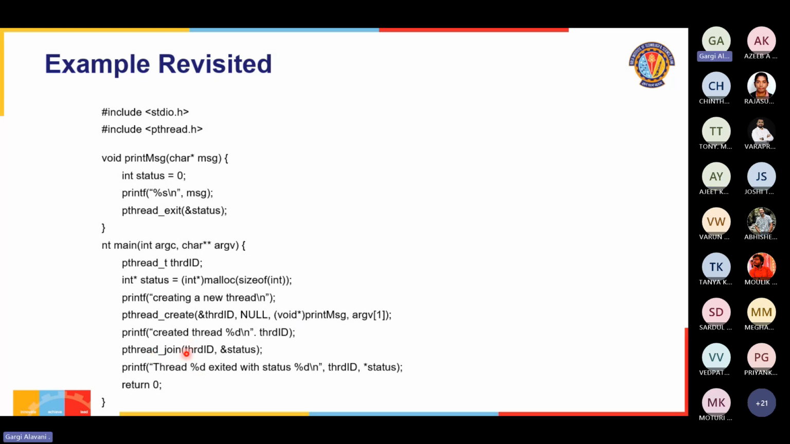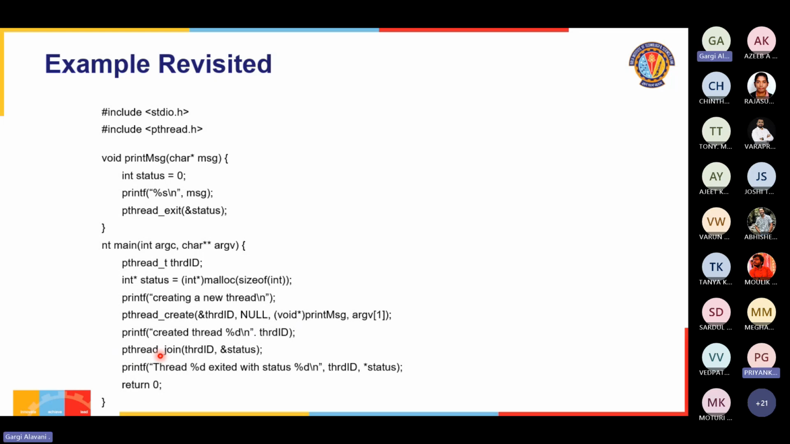In join, it will exit. Once it joins, it exits. It terminates. So I think if we don't run pthread exit, then anyway my thread ID one will exit before joining, right? Yeah. So joining means it terminates. No, it joins the main thread.